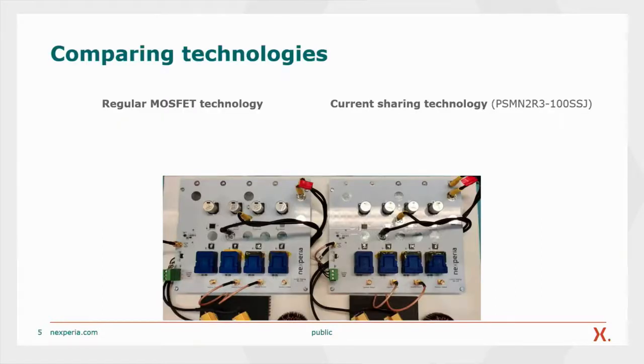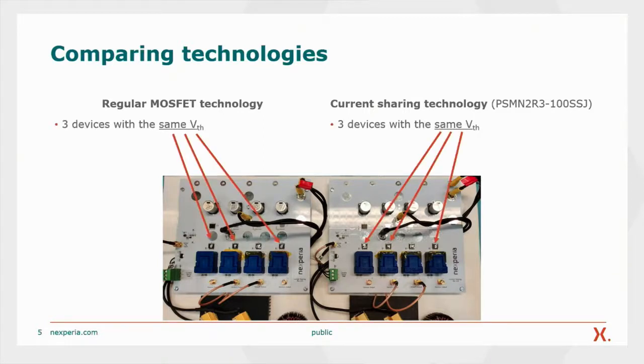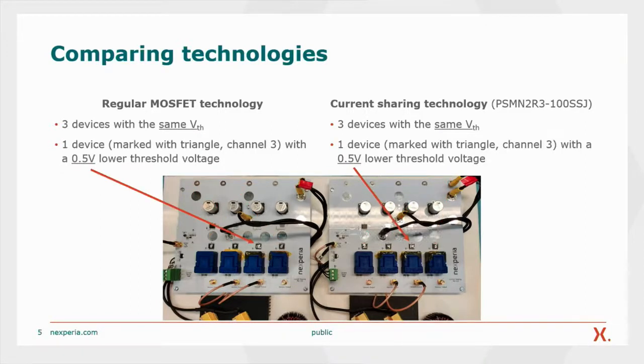For us to compare the technologies, we have 2 boards here using the simplified diagram as we just discussed, where we have regular MOSFET technology versus the current sharing technology. We have 3 devices with the same threshold voltage selected from the regular MOSFET technology, placed where the arrows are showing. And we have the current sharing technology. We have 3 devices with the same threshold voltage again, placed where the arrows were showing before.